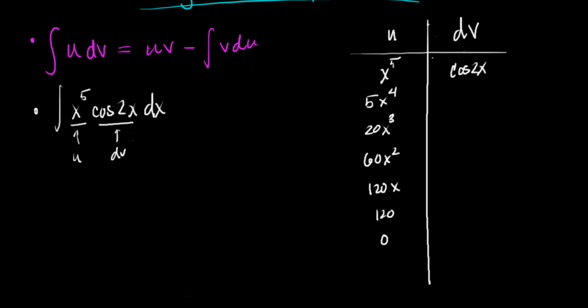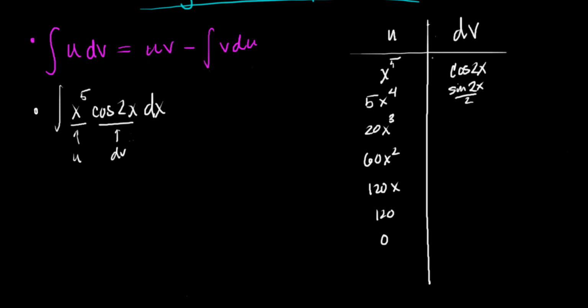Next, we need to do a bunch of integrals. The integral of cosine of 2x is positive sine of 2x over 2. We have to divide by 2 because we have to think about the chain rule for when we're going in the other direction and we're multiplying by the coefficient on x. We have to think about the reverse situation.